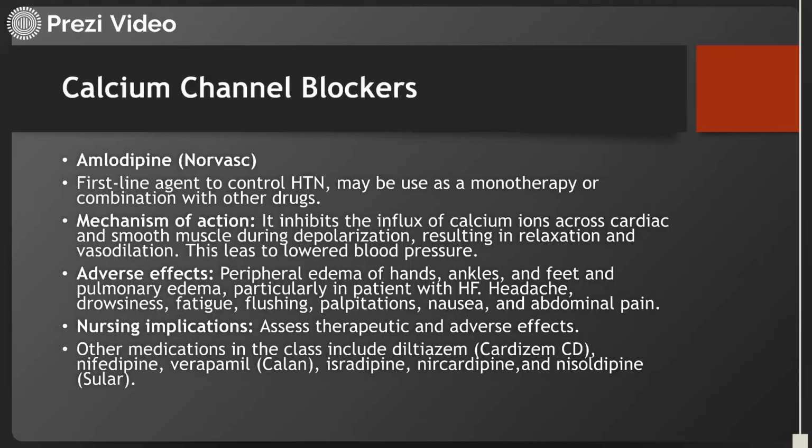Mechanism of action of calcium channel blockers, pretty much it inhibits the influx of calcium, as the name says. And then by doing this, it causes relaxation and vasodilation of the vessel. And then, that actually helps us to decrease the blood pressure. Adverse effects you have are peripheral edema of hands, ankles, and feet. It can also cause pulmonary edema, particularly in those patients that have heart failure. It can also cause drowsiness, fatigue, flushing, palpitations, nausea, and abdominal pain. And then, of course, we want to assess the therapeutic and the adverse effects.